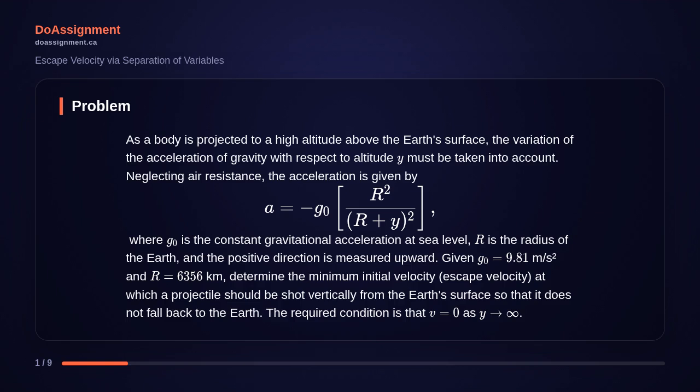Given g-naught equals 9.81 meters per second squared and r equals 356 kilometers, determine the minimum initial velocity, the escape velocity, at which a projectile should be shot vertically from the Earth's surface so that it does not fall back to the Earth. The required condition is that v equals 0 as y approaches infinity. Now let us work through the solution step by step.